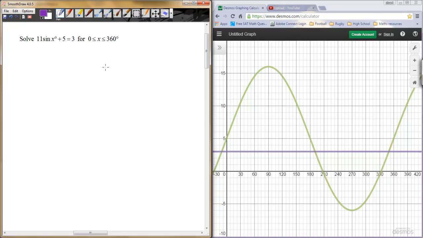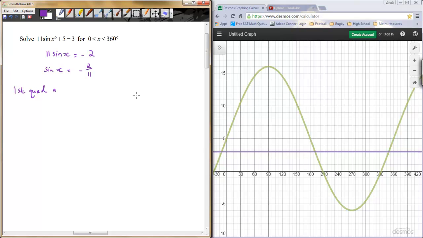The first step to solve it would be to start trying to rearrange for sine x. So subtracting 5 from both sides gives us 11 sine x is equal to negative 2, and then dividing both sides by 11 gives us sine x is equal to negative 2 11ths. And at this point you should notice that we've got this negative ratio, and that we will need to take a slightly different approach when it comes to solving this, and that approach involves the first quadrant angle that I mentioned earlier on.